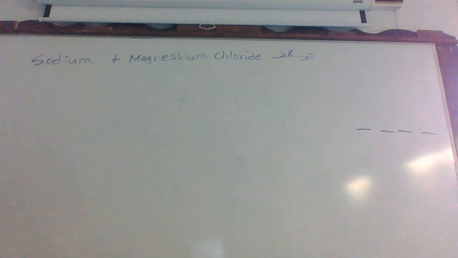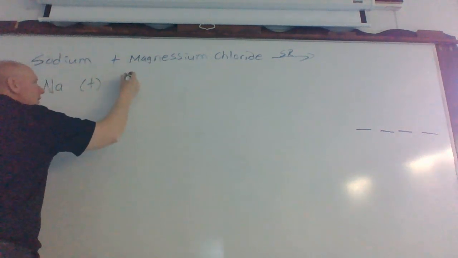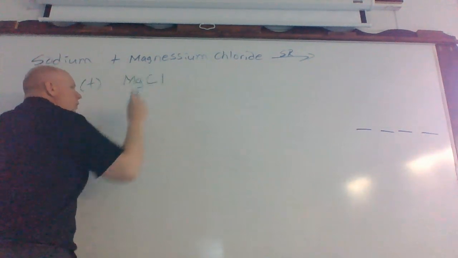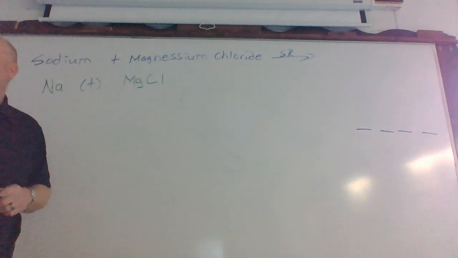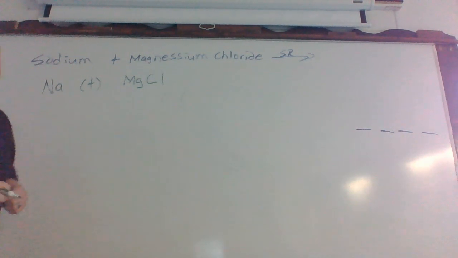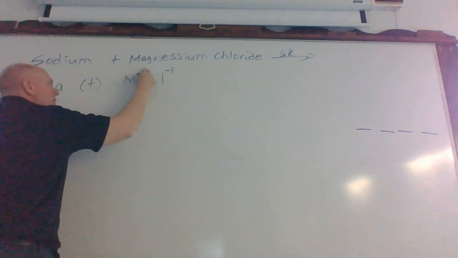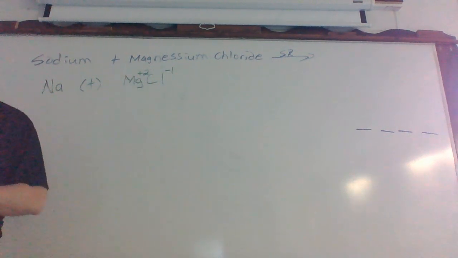So what is sodium? What's the symbol for sodium? What's the symbol for magnesium? The chloride ion. Go by your negative ions. Chloride has a charge of what? -1. Magnesium has a charge of what? So since those don't add up to 0, what do you need to do?